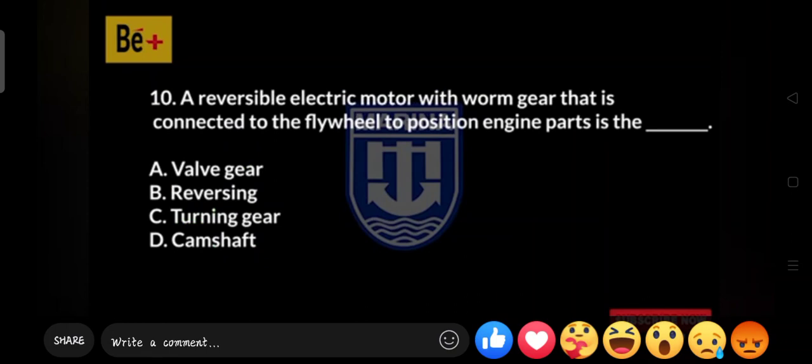A reversible electric motor with worm gear that is connected to the flywheel to position engine parts is the A. Valve gear, B. Reversing, C. Turning gear, D. Crankshaft. The answer is C. Turning gear.